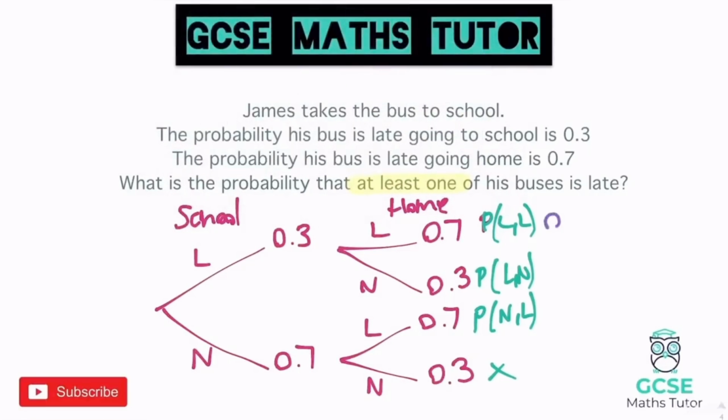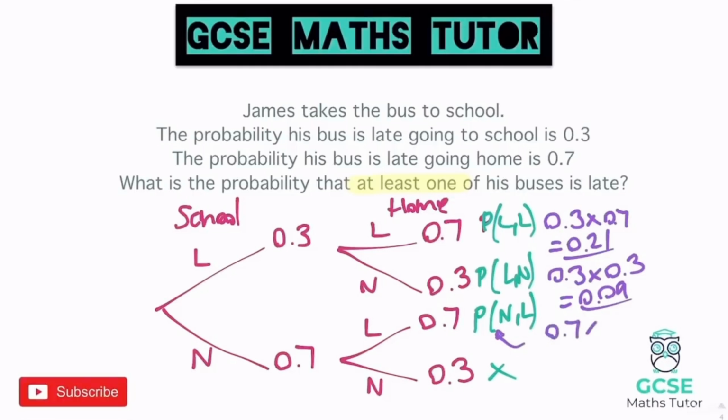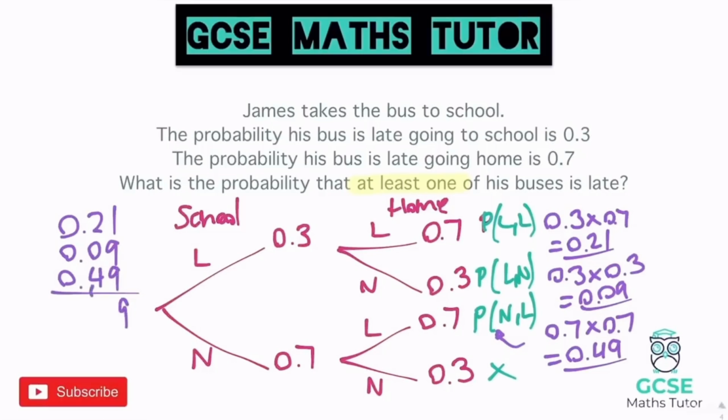So late then late goes through 0.3 and then 0.7, which is 0.21. We've got the probability of it being late then not late, which is 0.3 times another 0.3, which is 0.09. And we've got that third one there, which is not late and then late, which is 0.7 times 0.7, and that equals 0.49. So this time we've got three probabilities to add together, but because we've got a combination there, again, we just add them all up. So 0.21, 0.09, and 0.49. And altogether that adds up to 0.79 as our final answer for this one.